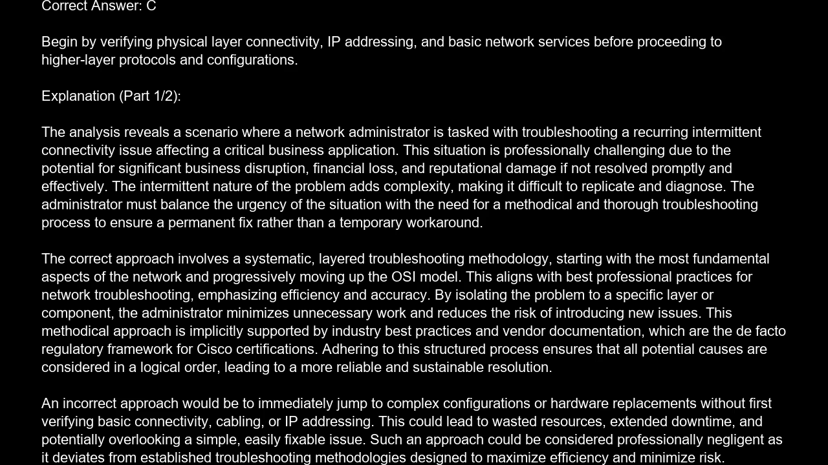The correct approach involves a systematic, layered troubleshooting methodology, starting with the most fundamental aspects of the network and progressively moving up the OSI model. This aligns with best professional practices for network troubleshooting, emphasizing efficiency and accuracy. By isolating the problem to a specific layer or component, the administrator minimizes unnecessary work and reduces the risk of introducing new issues. This methodical approach is implicitly supported by industry best practices and vendor documentation, which are the de facto regulatory framework for Cisco certifications. Adhering to this structured process ensures that all potential causes are considered in a logical order, leading to a more reliable and sustainable resolution.